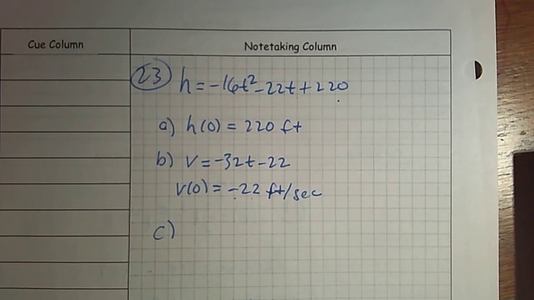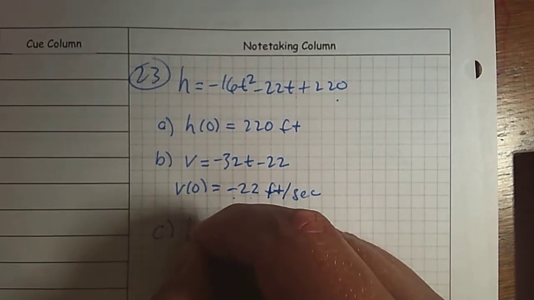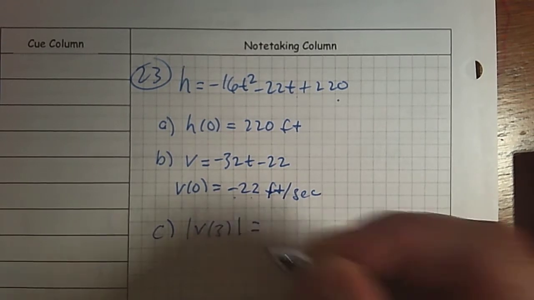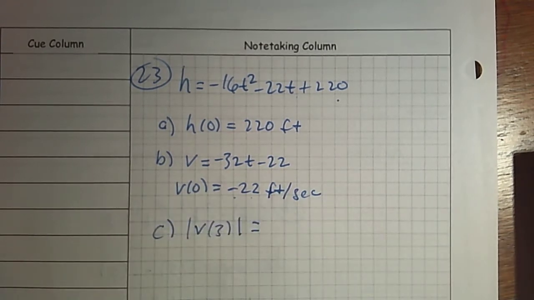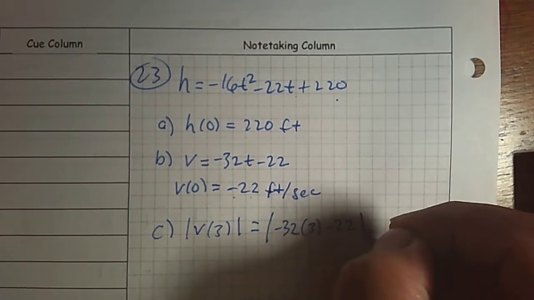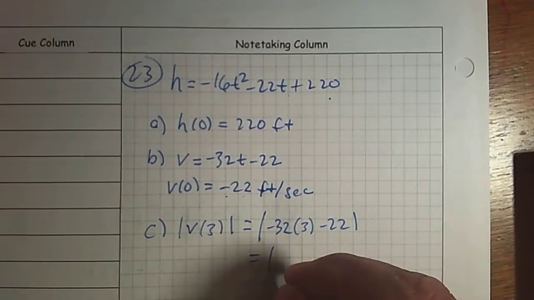What is the speed of the ball after 3 seconds? So here's a situation where speed is the absolute value, right, of velocity. So whatever the answer is here, I need to do the absolute value of that. So that is negative 32 times 3, take away 22.